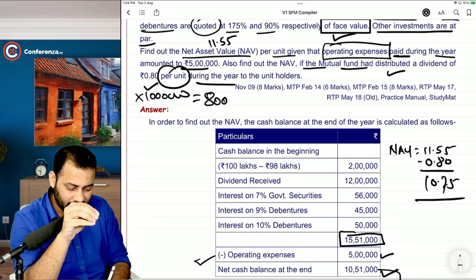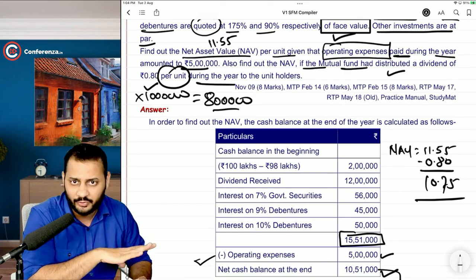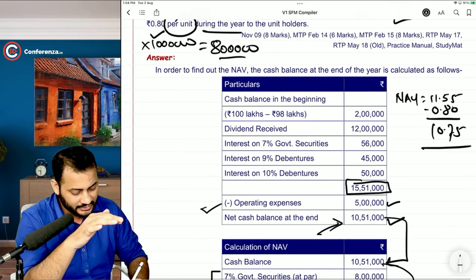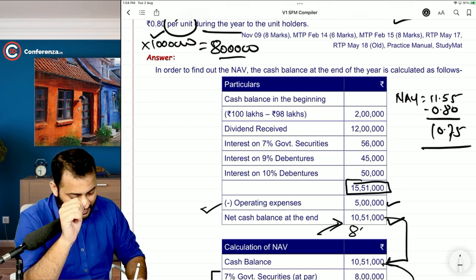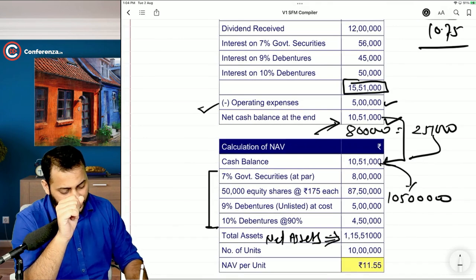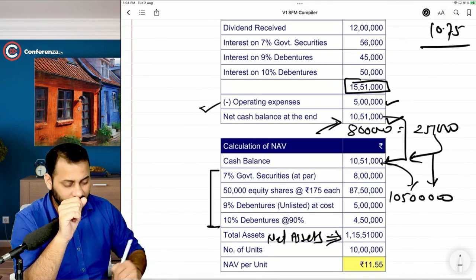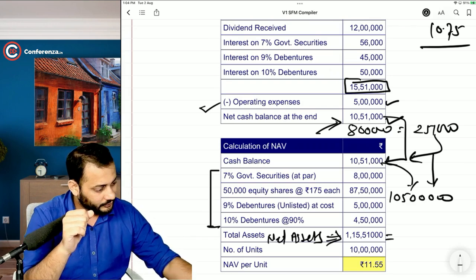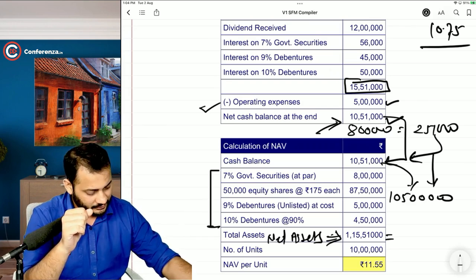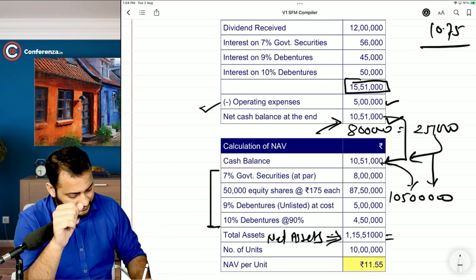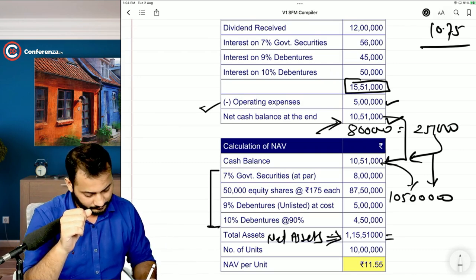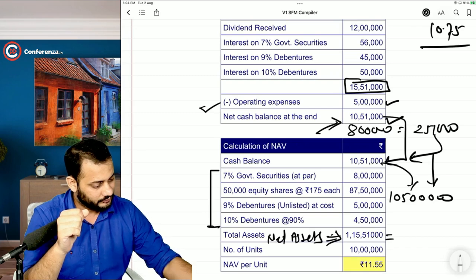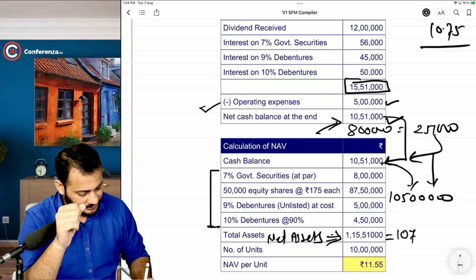That means 8 lakh rupees of the dividend has been distributed by you, which will reduce this cash balance by 8 lakh rupees. And the balance will be 2 lakh 51,000, which will get added to this part. And the total net assets will be at that time 2 lakh 51,000 plus 105 lakhs. So the net assets will be 105 lakhs plus 2 lakh 51,000.